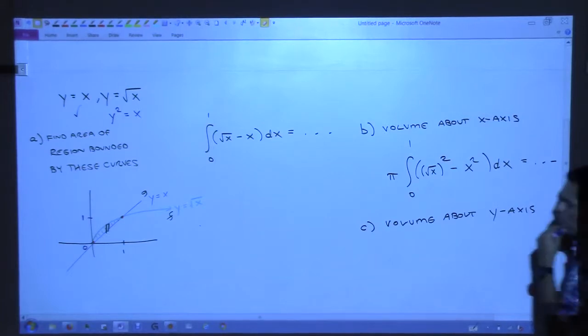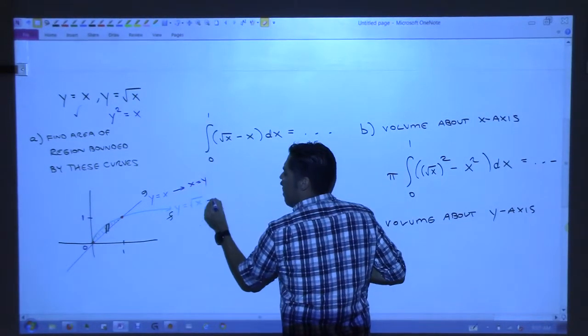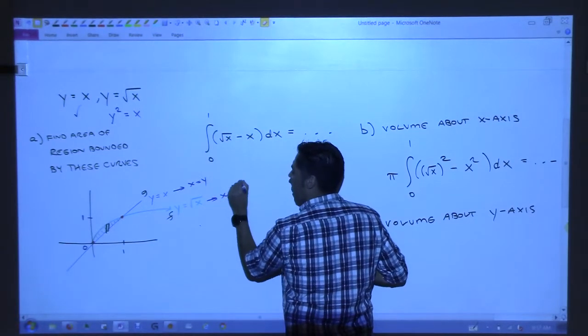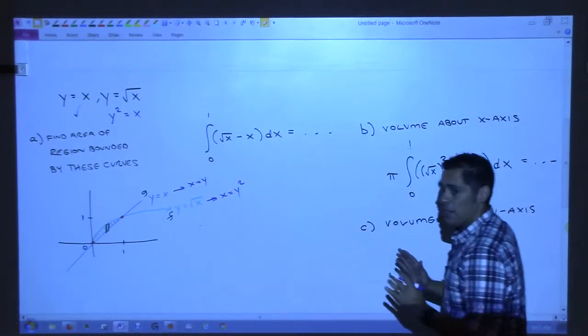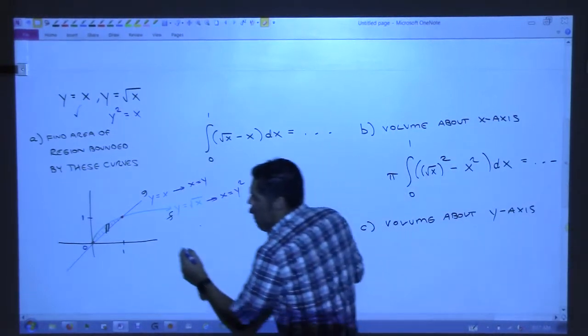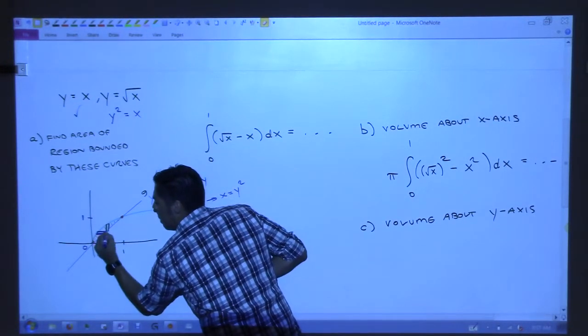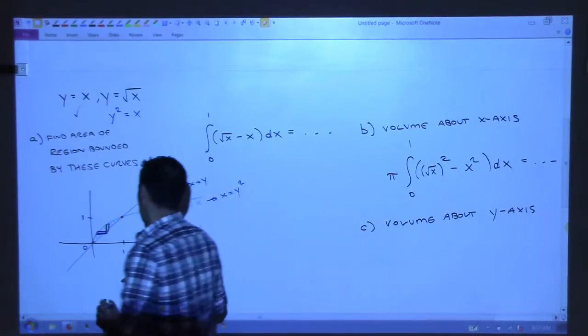Okay, so this one is going to turn into x equals y, and this one's going to turn into x equals y squared. So we have to be paying attention to which one is on, not top and bottom anymore, we're talking about left and right. Right? So now my rectangle goes here, like this. For part C, my rectangle's that way instead. Agreed?